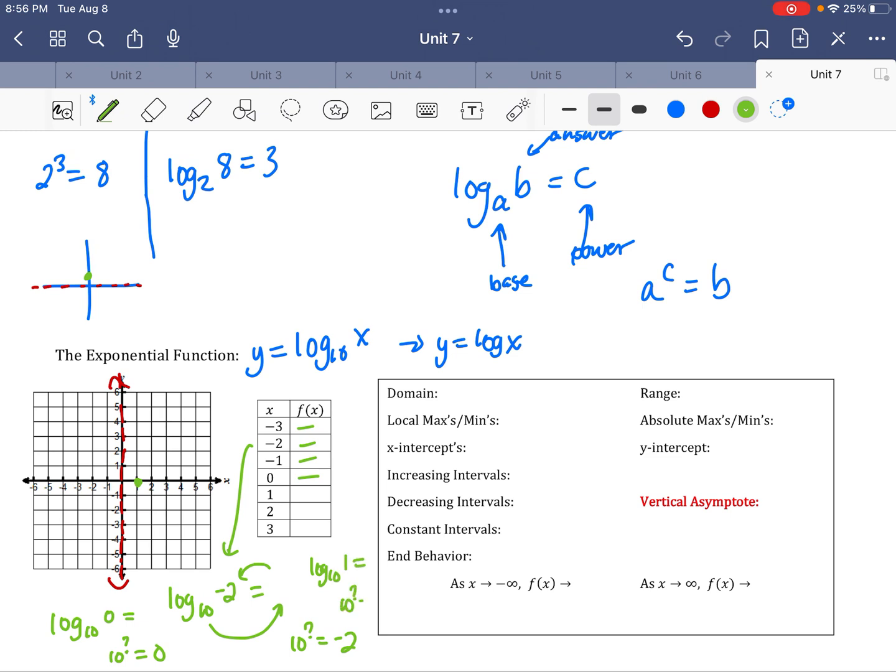Log base 10 of 1. So 10 to what power makes 1? Well, 10 to the 0 makes 1, so this answer is 0. So that's our point right here. And for the rest of these, we kind of need a calculator.